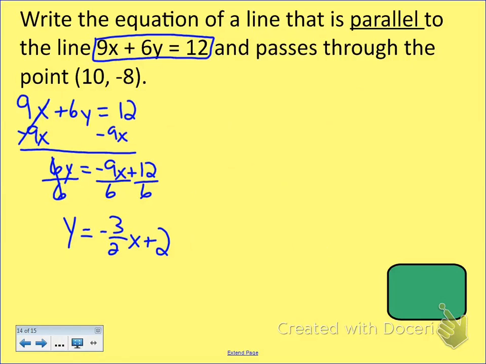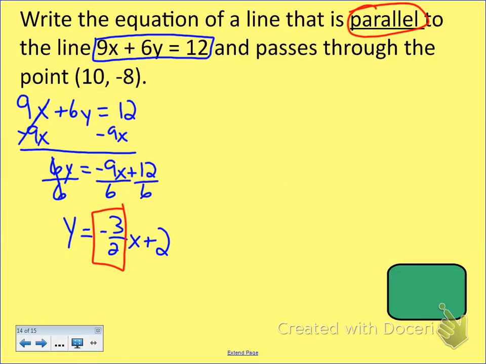Now, it says we want the line that is parallel to that. So think back to Unit 2, and what do we know about lines that are parallel? Yes, they never cross. What else do we know about them? Specifically, what do we know about their slopes? Yes, that is correct. Their slopes are the same. So we solved this equation here in blue just to get the slope of negative 3 halves. Because it's parallel, we're going to keep that slope for our problem.